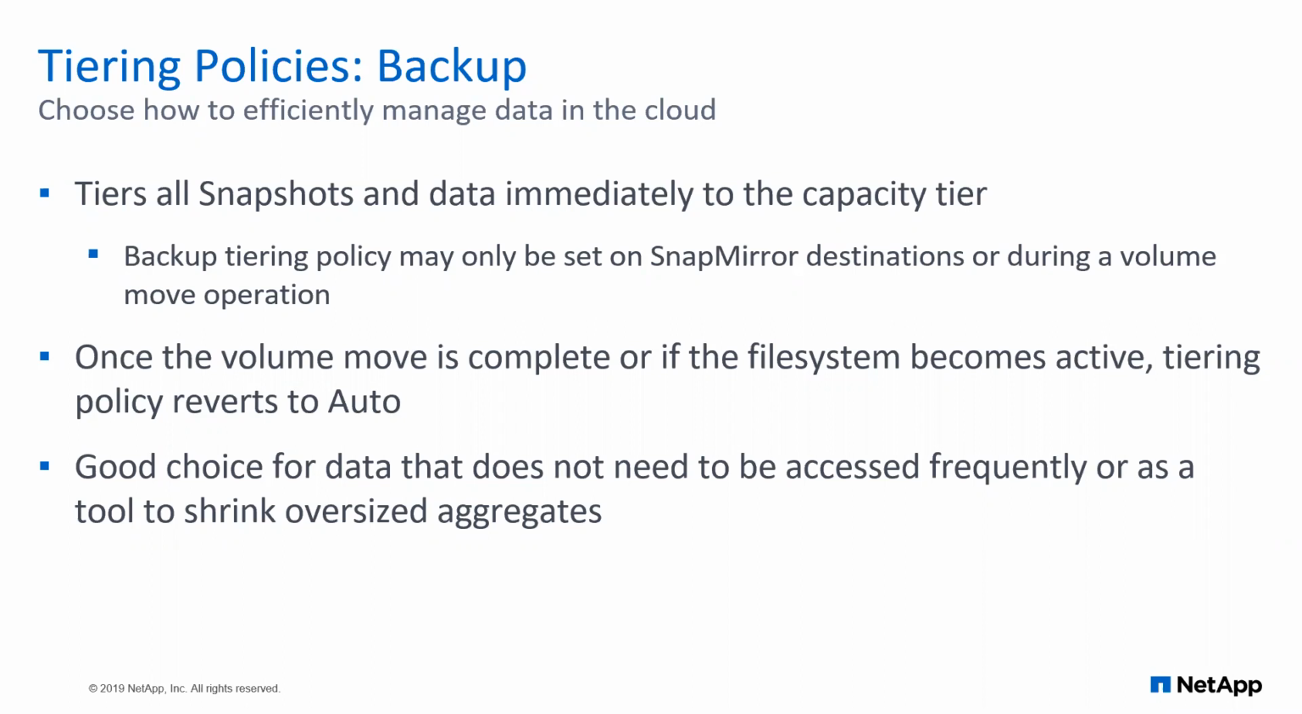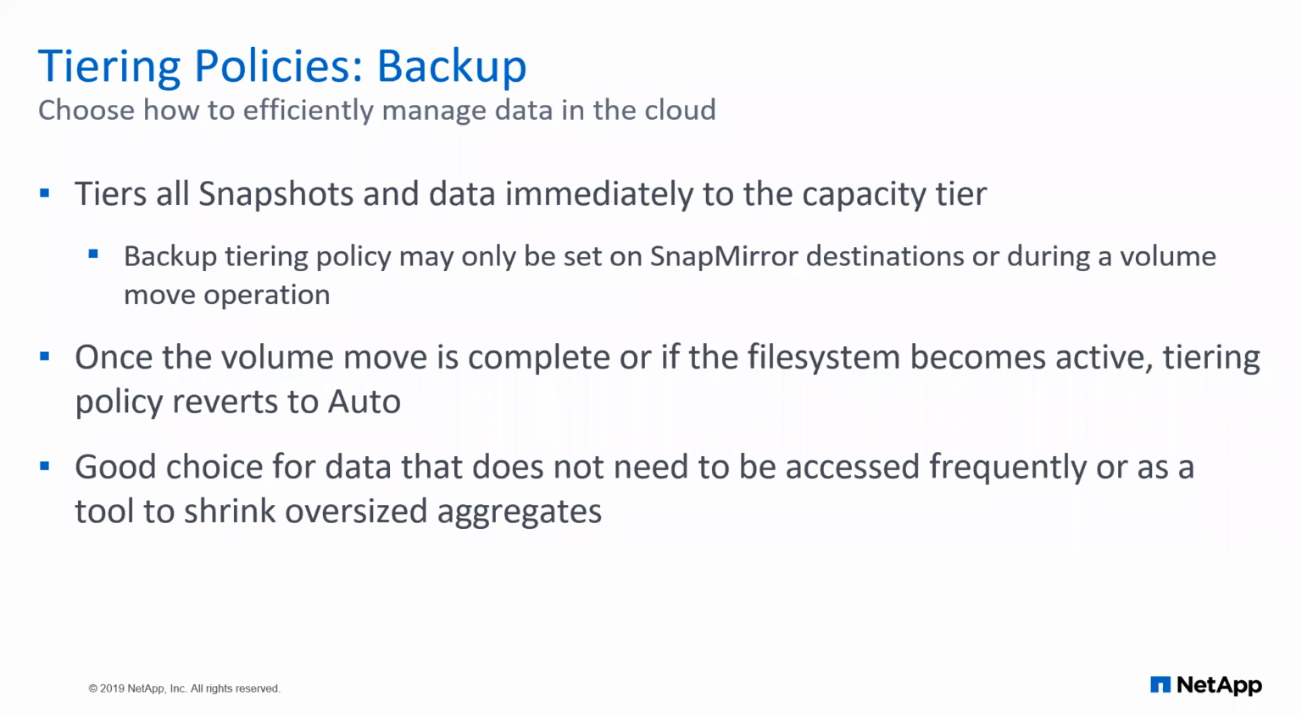That is a really useful tool if you find that you have an oversized aggregate or a volume that is on the performance tier and it just doesn't need to be. And then after that volume move operation is completed, again, the tiering policy on the volume will revert to auto. But keep in mind, all of the data is already on the capacity tier. We'll just be rehydrating that data as needed. You shouldn't expect data to come back into the performance tier unless you specifically access it.